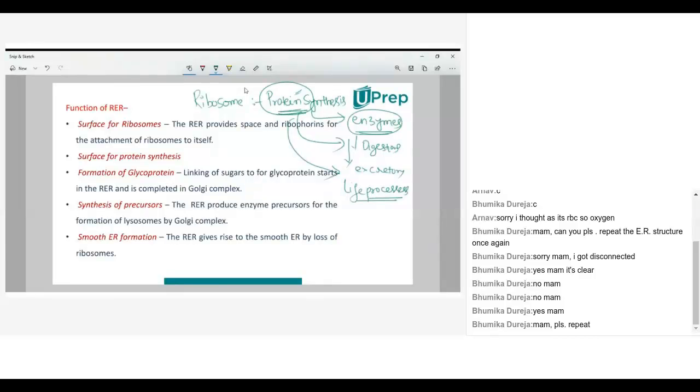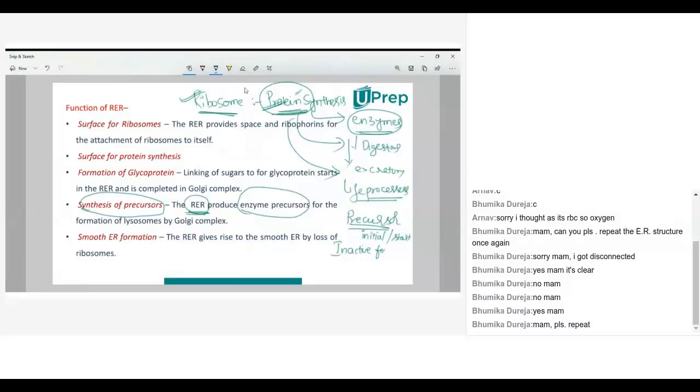Now, the proteins will be produced by ribosomes, and we are discussing here the synthesis of precursors and the ribosomes present on rough endoplasmic reticulum. The rough endoplasmic reticulum contains ribosomes, so rough endoplasmic reticulum produces proteins. How are the proteins produced? They are produced in the form of enzyme precursor. The term precursor stands for the initial or starting point. So the enzymes produced by rough endoplasmic reticulum will be initially in inactive form.